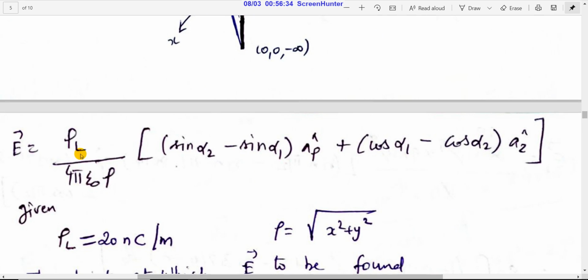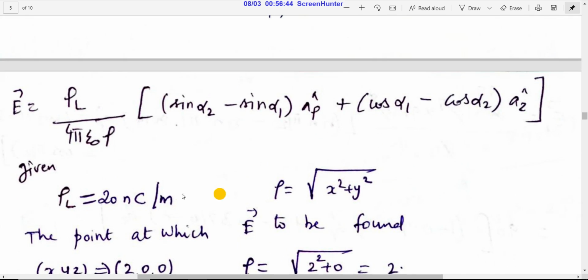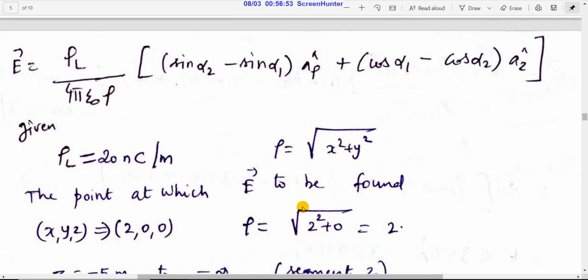We have the electric field intensity formula as we have seen in the slide. We have that same formula here. We need to find what rho is. Rho has been given as 20 nanocoulomb per meter. So how to find rho?